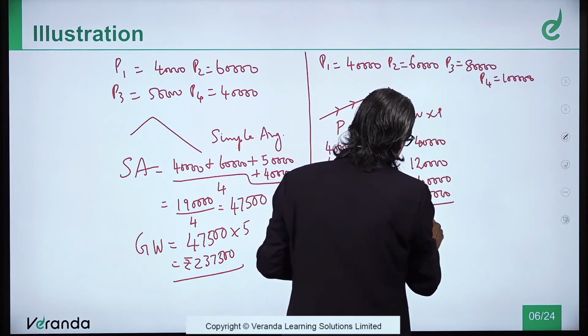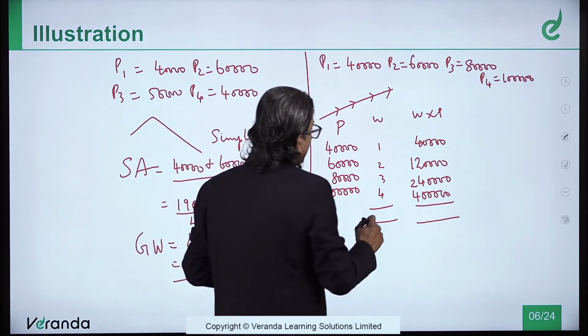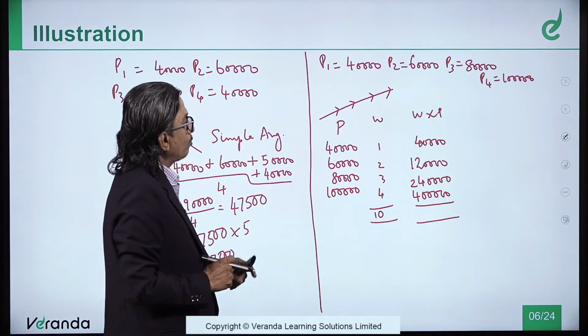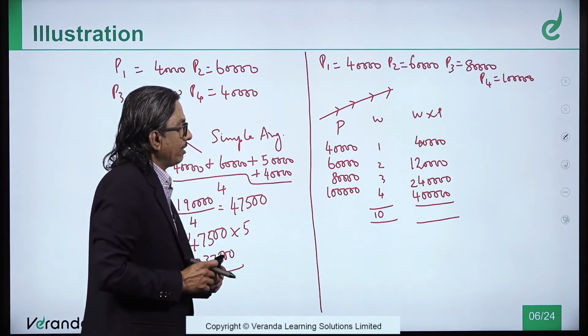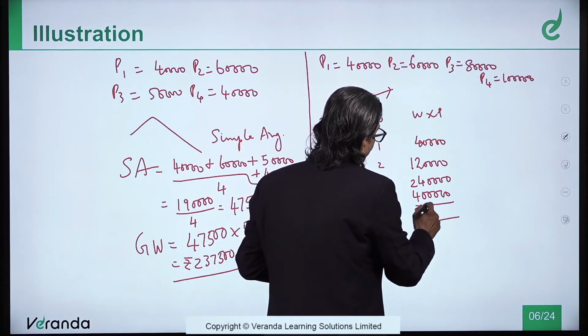Find the total of the product and the total of the weights. Total of weights is 10. What is the total of product? 40 plus 120 is 160, 240, 400, 8 lakhs. The total is 8 lakhs.